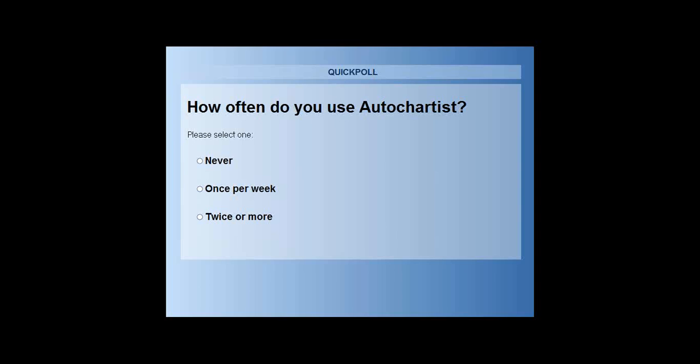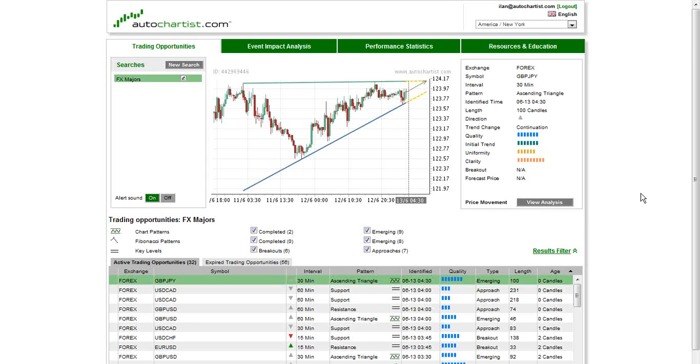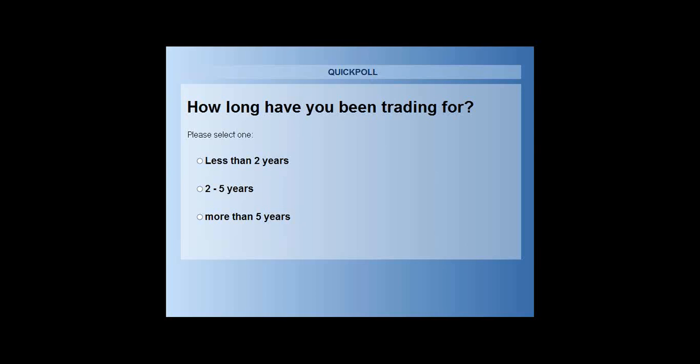And the next question, the second poll question, is how long have you been trading for? Wow, it looks like we've got a great balance of traders there. Quite a lot of experienced traders that have been trading for more than 5 years, and quite a few that have been trading for less than 2 years. So we've got a nice balance of people in today's audience. Fantastic, that's great. So now I kind of know who I'm speaking to. I appreciate you answering those questions for me.